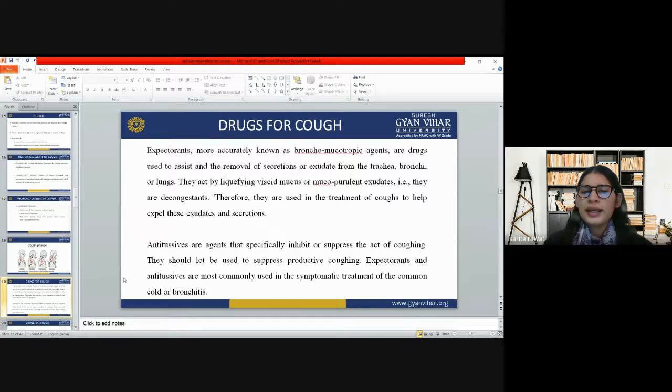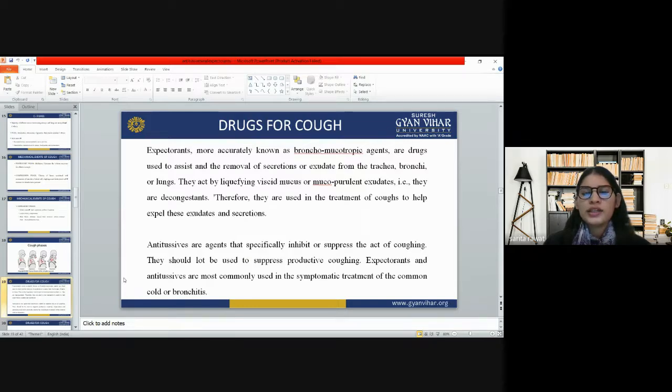So they act by liquefying viscous mucus or mucopurulent exudates, that is, they are decongestants and therefore they are used in the treatment of cough and to help expel these exudates and secretions. Antitussives are the agents that especially inhibit or suppress the act of coughing. So they should not be used to suppress productive coughing, and expectorants and antitussives are the most commonly used in the symptomatic treatment of common cold and bronchitis.